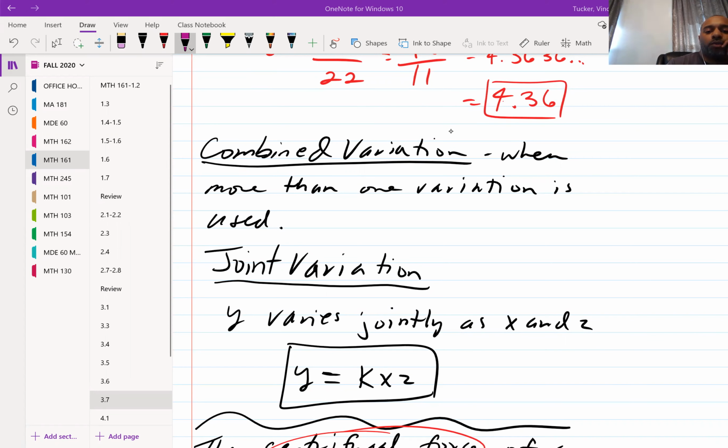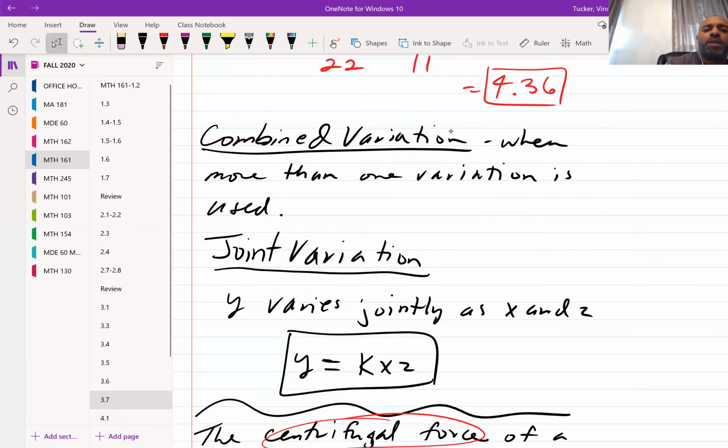So you see how we set up joint variation: y equal to k times x times z. Did the next one have combined variation? I think they mentioned this, but I didn't see one that involved combined variation. If you see one and have a question about it, feel free to bring it to class or shoot me an email. But they go into joint variation next.